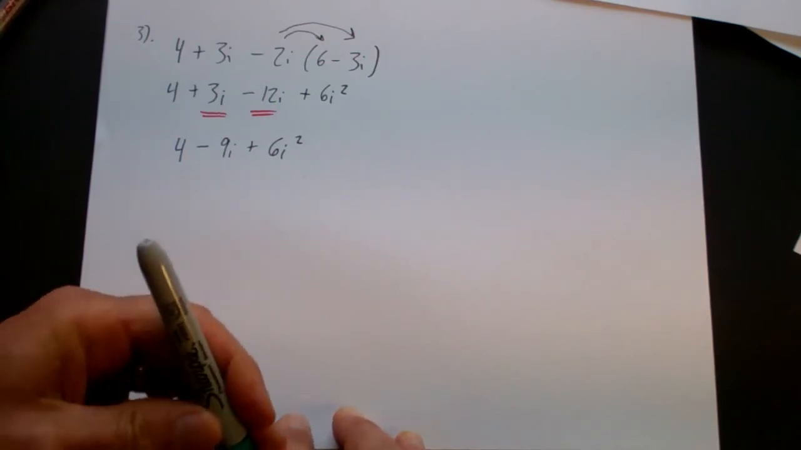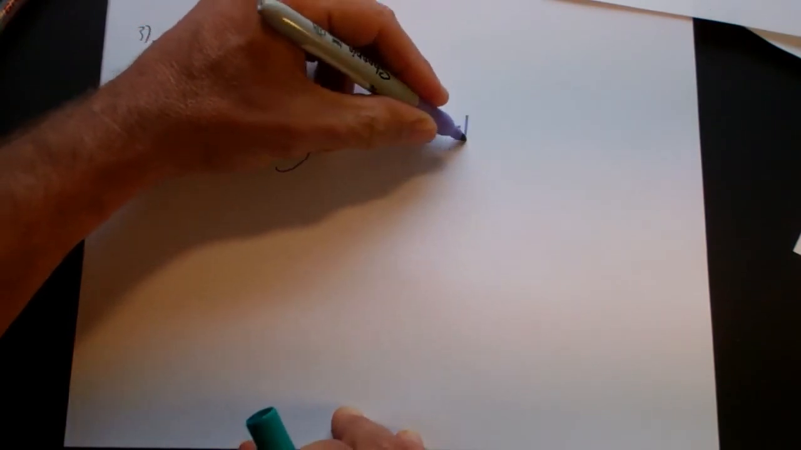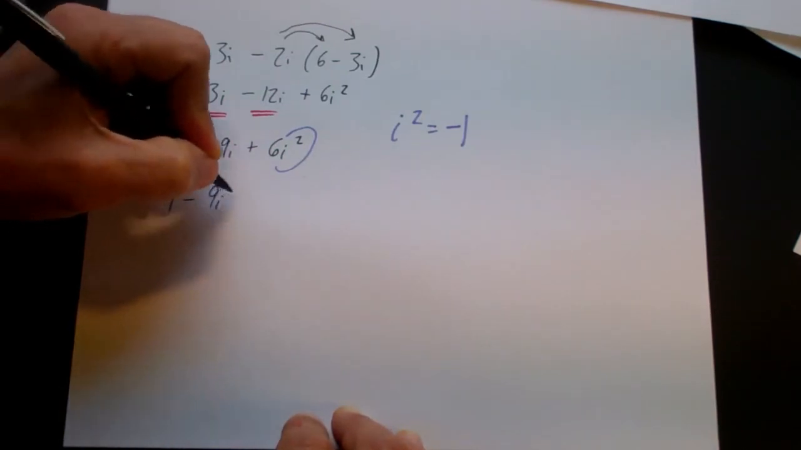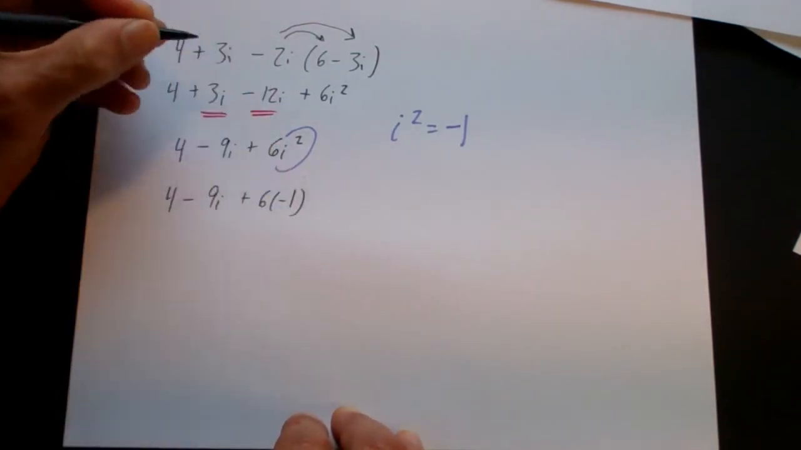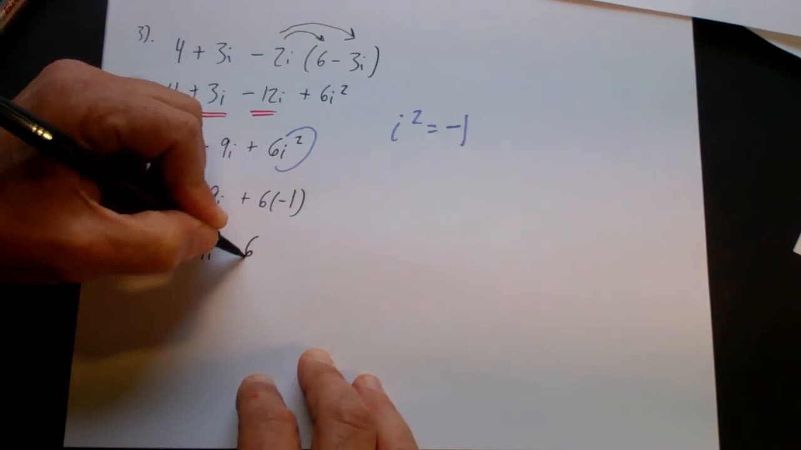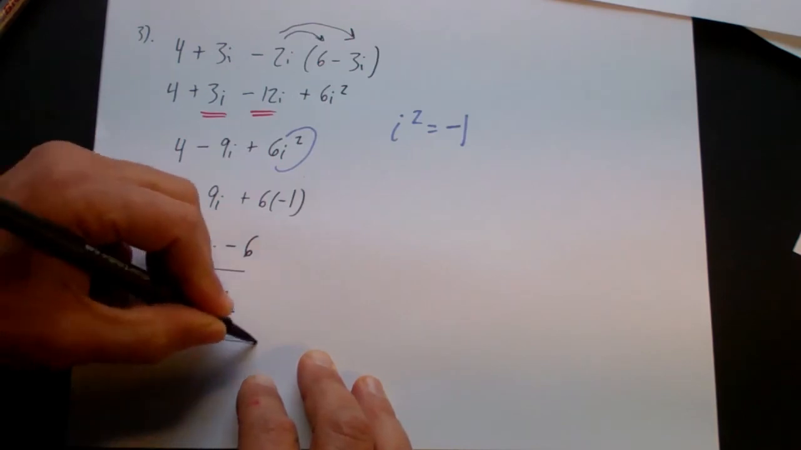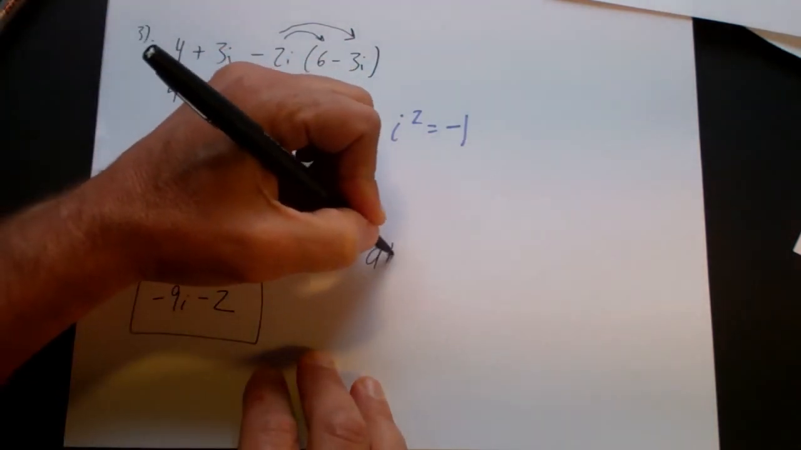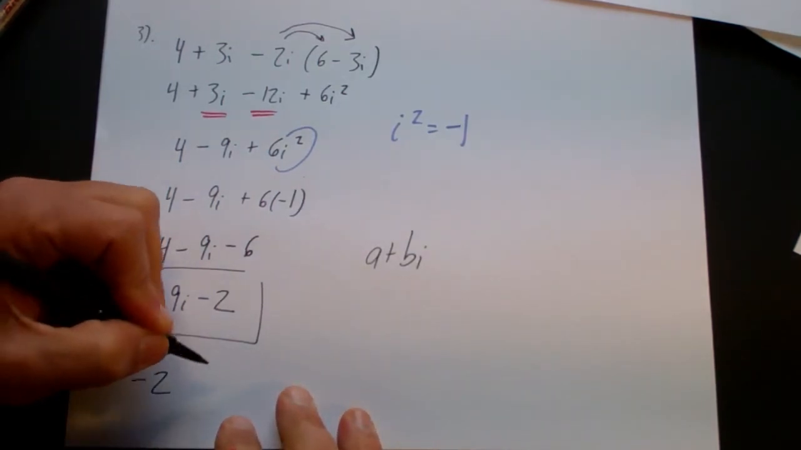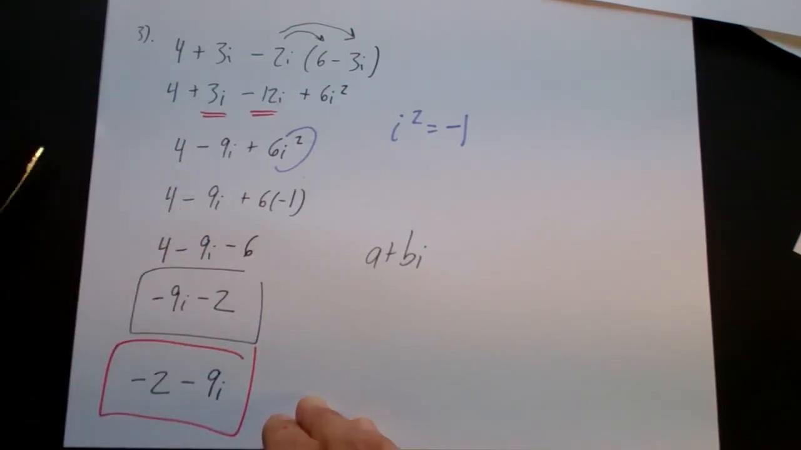So you have 4 minus 9i plus 6i squared. And if these were variables we'd be done, but the i squared here, remember i squared is equal to minus 1, so we want to plug that in. So you have 4 minus 9i plus 6 times negative 1. 6 times negative 1 is a minus 6, so that's 4 minus 9i minus 6. And we get minus 9i minus 2. Now that's the correct answer. However, we'd always like them in the form a plus bi, so we're going to write the real part first. The real part is minus 2, and the imaginary part is minus 9i. So there's your final answer right there, minus 2 minus 9i.